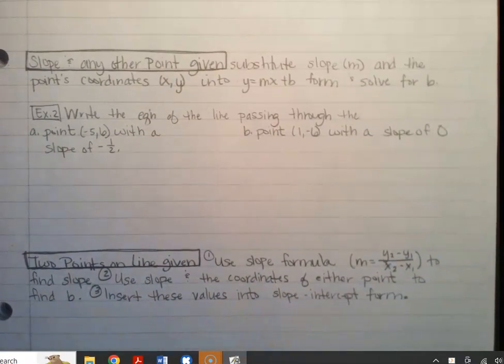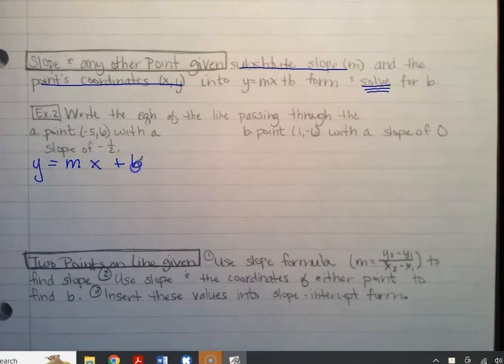Slope and any other point given. When this happens, we substitute the slope and the point's coordinates, so the x and the y. We're going to plug those into that y equals mx plus b form, and then we have to solve for the b to write the equation. Number 2 says write the equation of the line passing through the point (-5, 6) with a slope of -1/2. So I'm going to do the same thing I just had. Y equals mx plus b. What's my slope? -1/2. Good. So that's my m, so I'm going to put in -1/2 x.